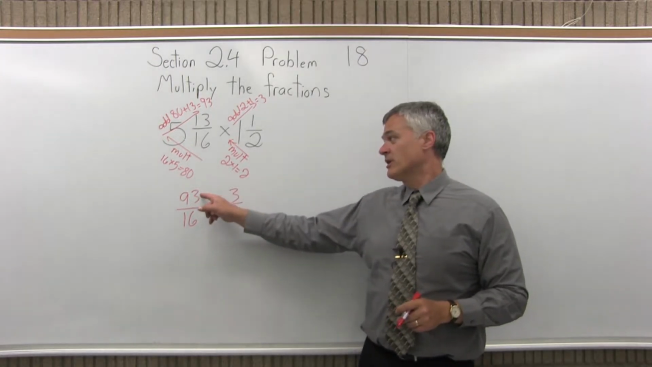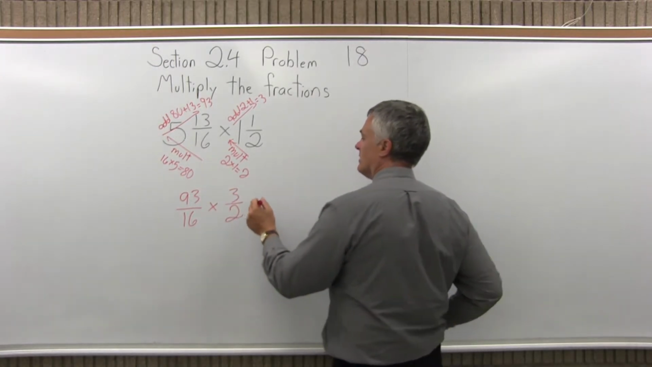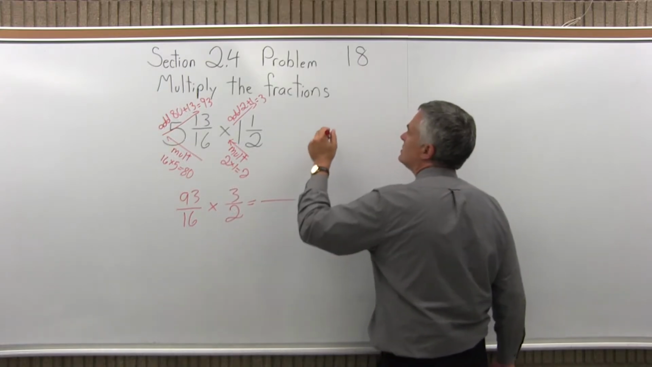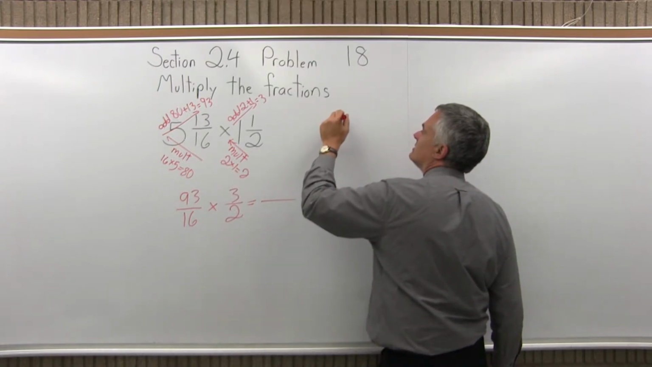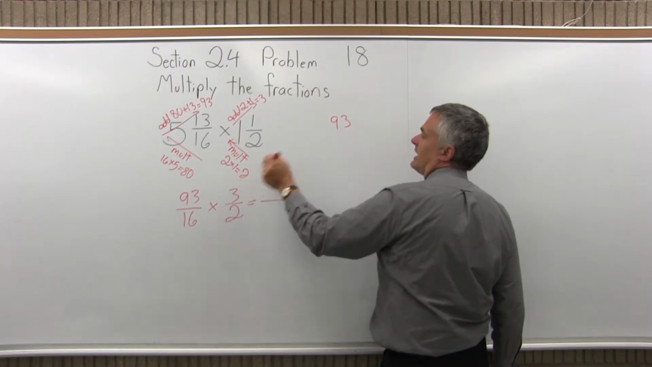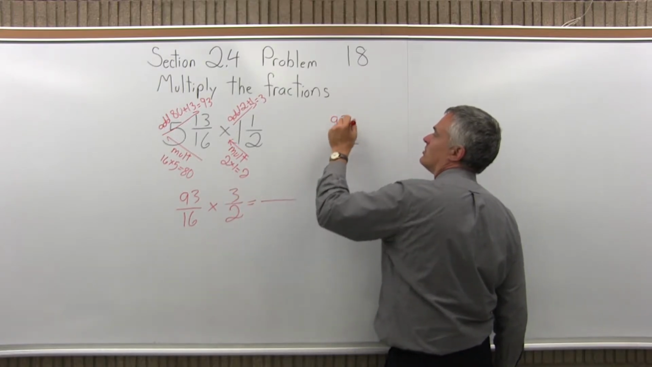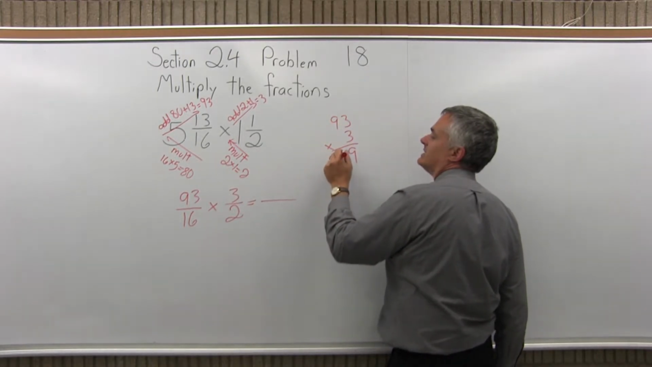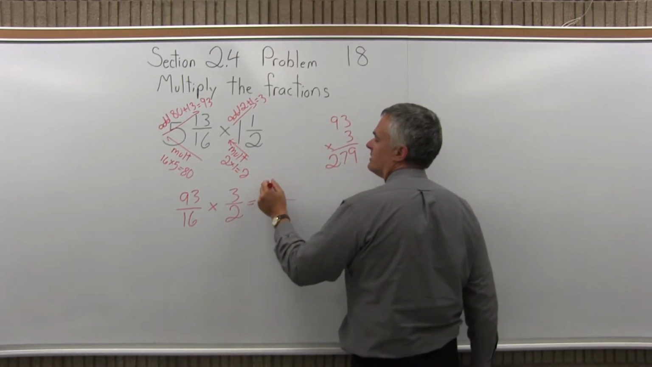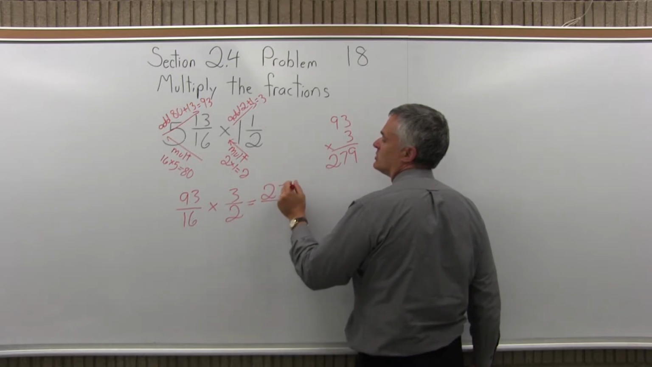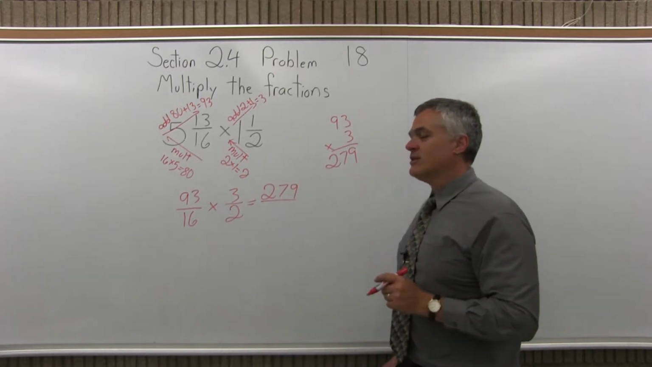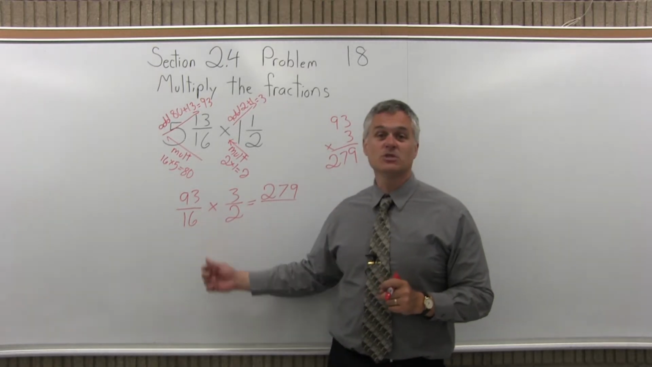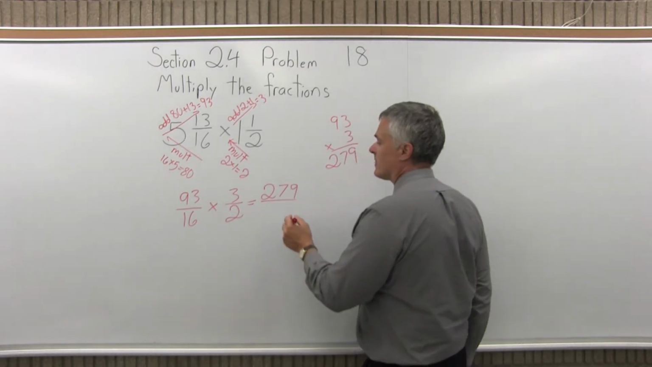So now I multiply across the top, numerator times numerator, 93 times 3. So that is sort of big. So if you don't see the answer easily, you can just go off to one side. 93 times 3. So I'll do 3 times 3 is 9, and then 3 times 9 is 27. The result of 93 times 3 is 279. Now the denominator is a little bit easier. Bottom times bottom is 16 times 2, which I can do as 32.